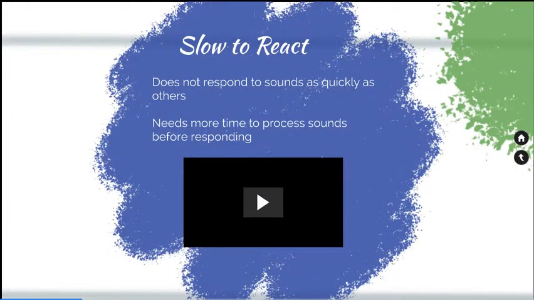Lastly, children can be slow to react to sounds. This means that they may not respond when their name is called and may ignore auditory cues that other children naturally respond to. Let's see what this could look like in the classroom by watching a short clip.